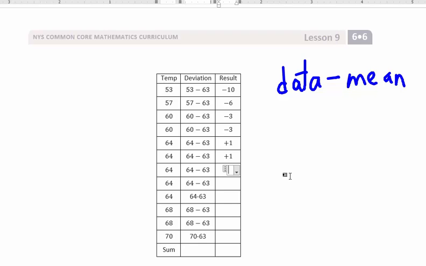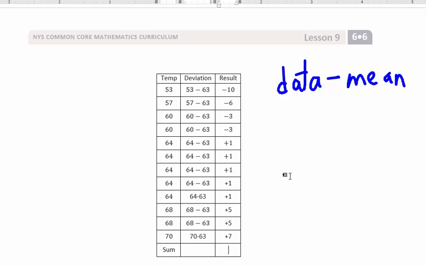This would be a positive one. This would be also a positive one. This would also be a positive one. This is going to be a positive 5. A positive 5. A positive 7.